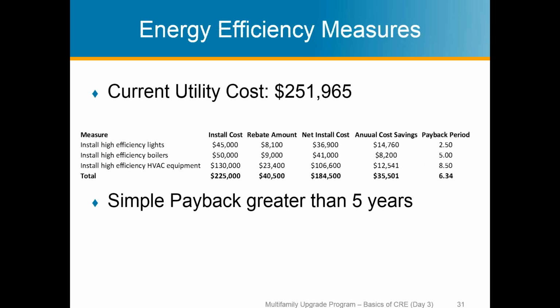Okay. So I'm going to talk about the utility bills. We had an energy audit, and we had a current utility cost of about $251,000. The energy audit was ordered, and it said you need to install high-efficiency lights, high-efficiency boilers, and high-efficiency HVAC equipment. We know that the install cost is about $225,000. There are some rebates, about $40,000. The net install is $184,000, and then the annual cost savings is $35,000. The payback period is 6.3 years.